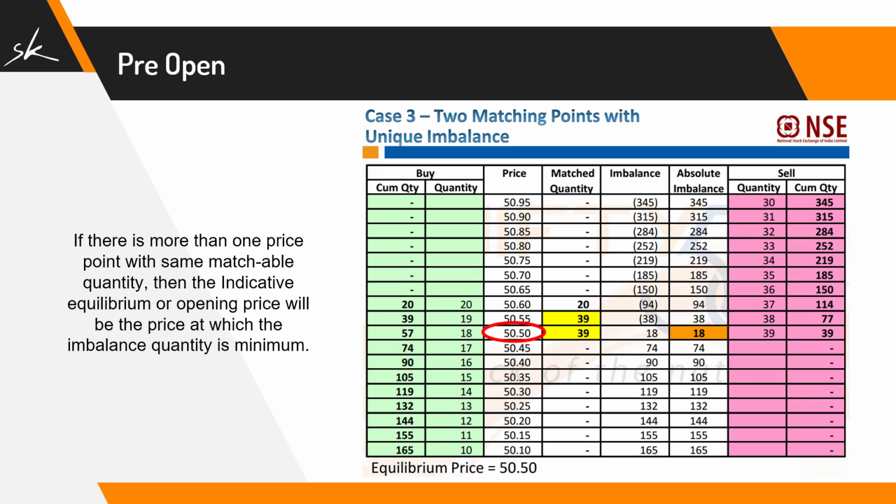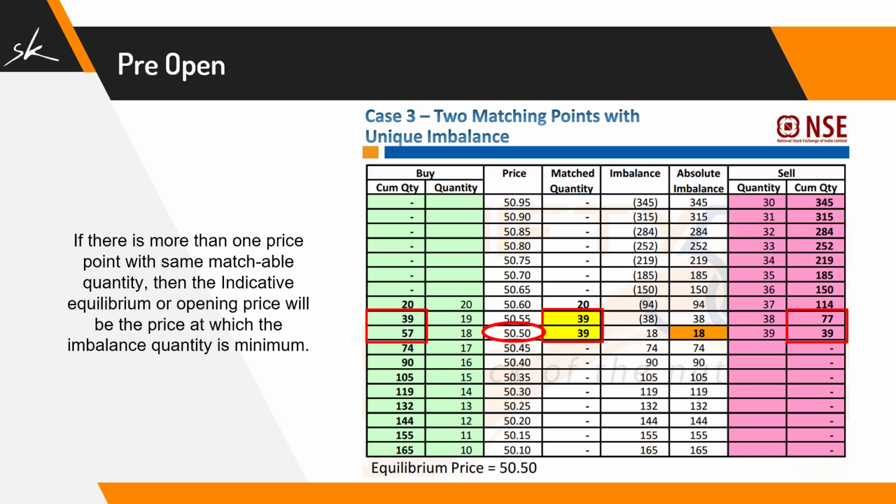The third case can be 2 matching points with unique imbalance. If there is more than one price point with same matchable quantity, then the indicative equilibrium or opening price will be the price at which the imbalance quantity is minimum. Like in this example, you can see that at 50 rupees 50 paise, 57 shares to be bought, and 50 rupees 55 paise, 39 shares to be bought. If you look on the sell side, at 50 rupees 50 paise, 39 shares to be sold, and at 50 rupees 55 paise, 77 shares to be sold, which means at both the prices 39 shares can be traded.